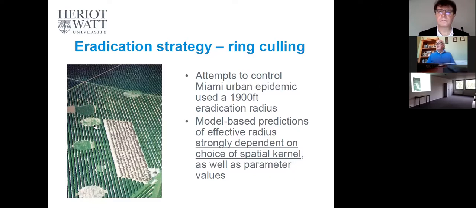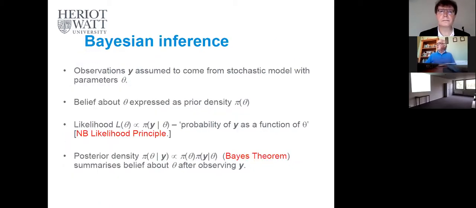And if you're using a spatiotemporal model to inform that, it's going to be very important that you're able to estimate parameters in that model, but also test whether or not the spatial kernel function that you're using is a sensible one. Just for information, and it was quite controversial in the Miami urban epidemic that I showed, they used a 1900 feet, so that's about 500 meter, eradication strategy, and that did prove to be quite controversial because locals felt that we were taking away far too many trees from their backyards.